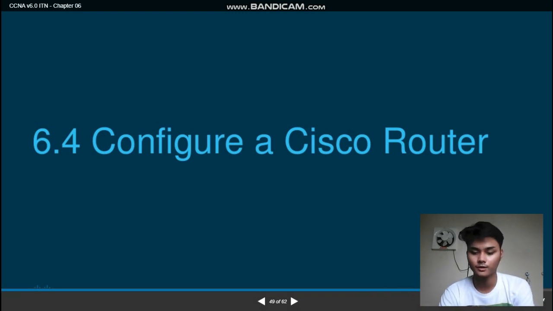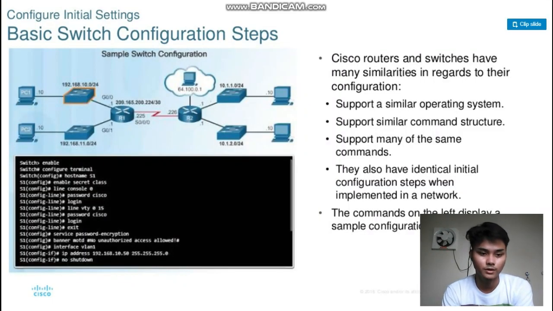Configure a Cisco router. First, basic switch configuration. As you can see here, these are the basic switch configuration steps. First we have enable, configure terminal, hostname S1, enable secret class for the secret password. In line console we have password cisco and login, then line vty 0 15 because the switch has 16 lines, and so on.